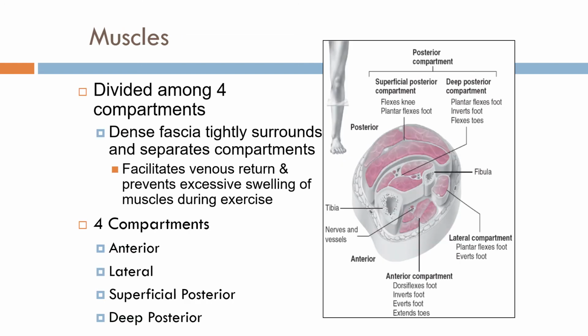Now in the lower leg, you actually have compartments, okay? So there's compartments in the lower leg. Basically what you have is there's 4 compartments, and dense fascia surrounds and separates the compartments. So if you remember, we talked at the beginning of the year about what fascia is.